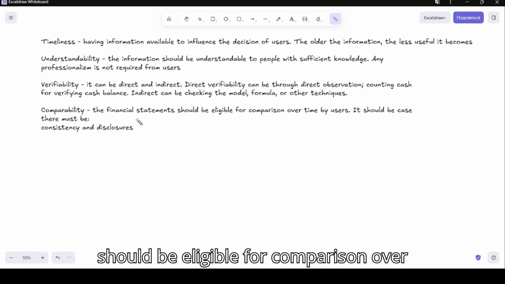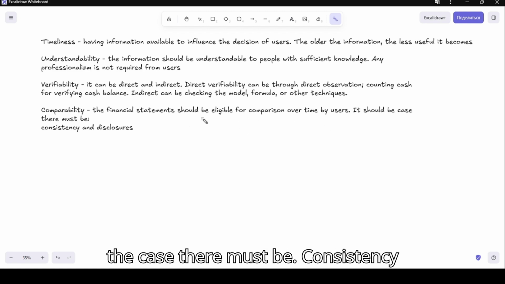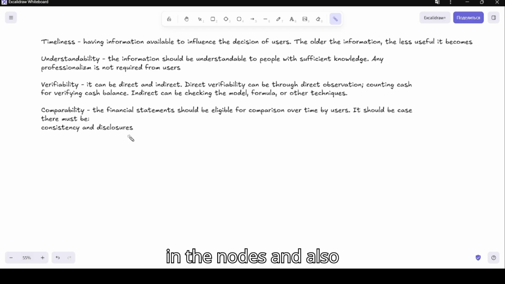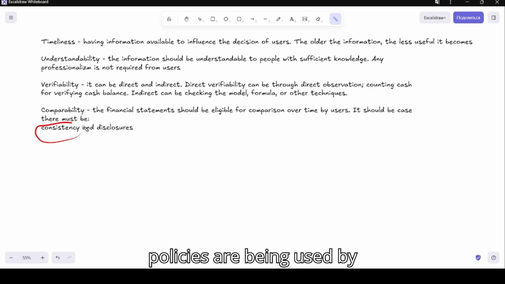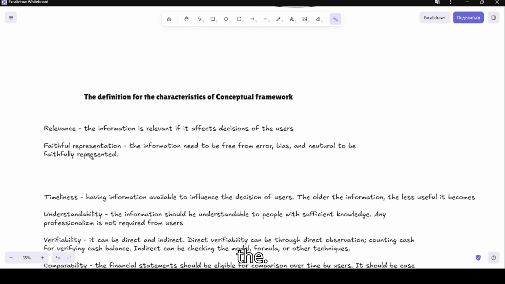Comparability. The financial statements should be eligible for comparison over time by users. There must be consistency and disclosures. This means there should be disclosing of any events in the notes, and also there should be consistency in the accounting models or policies being used by the preparers of financial statements. And that is the end of our first lesson.